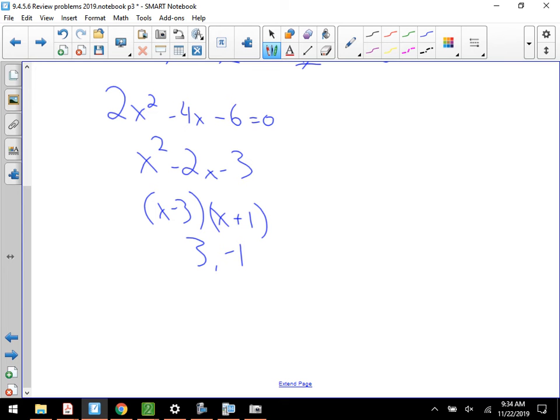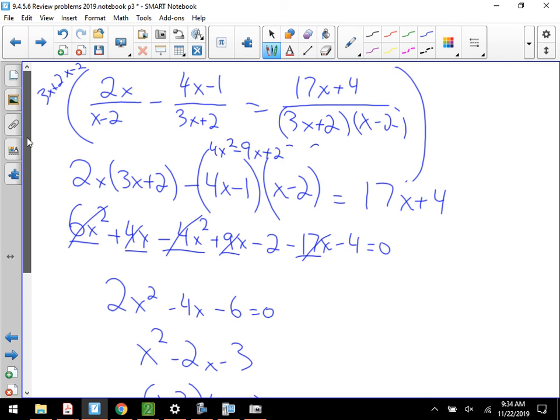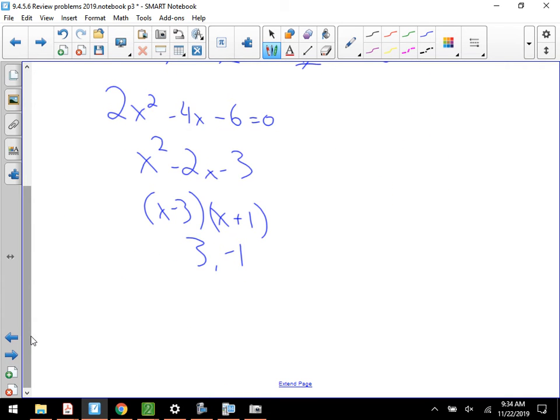I have zeros at 3 and negative 1, and I just have to double check to see if either of them are extraneous. Remember, extraneous solutions are solutions that can't work. I don't believe either of those were, because our terms were x minus 2 and 3x plus 2. Yeah. So both of those would work. Okay?